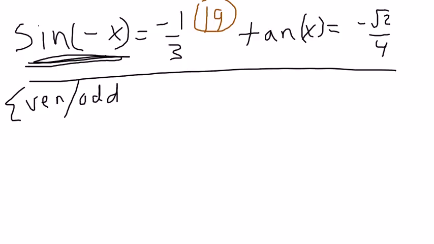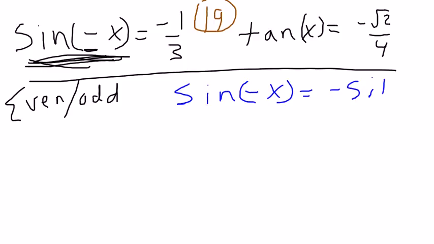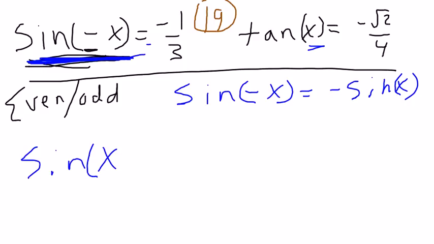and odd identities, it says that sine of a negative angle is the same as negative sine of that angle. Basically, if you want the positive angle like we have over here, then I have to change this to a positive over here. So with this information, sine is actually a positive 1/3.